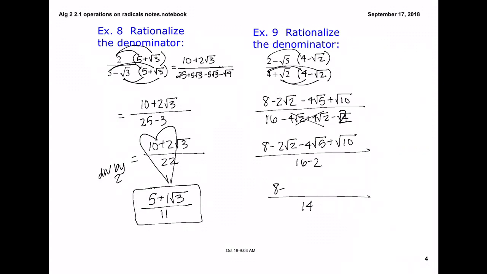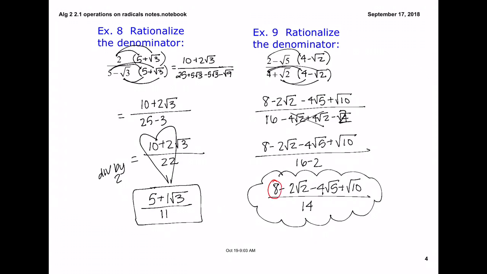And we are finished. 8 minus 2 root 2 minus 4 root 5 plus root 10 over 14 is the most we can simplify. Please do not make the mistake and try to reduce this 8, this 2, this 4, and 14, because this 1 right here is not divisible by the same things. So we are in fact finished.